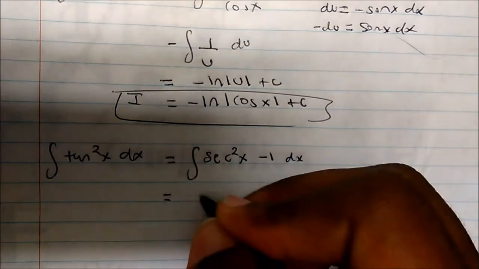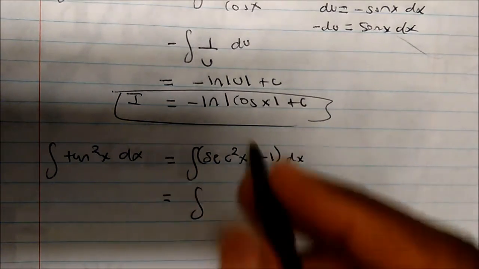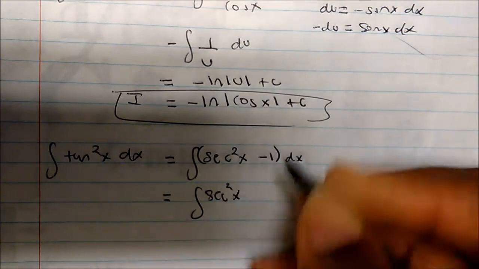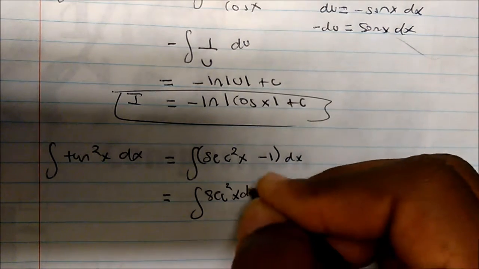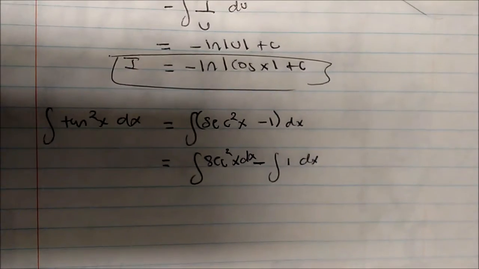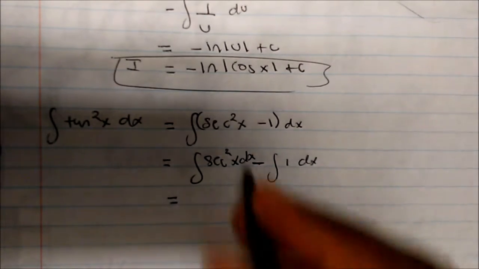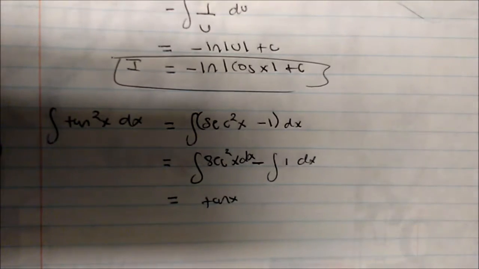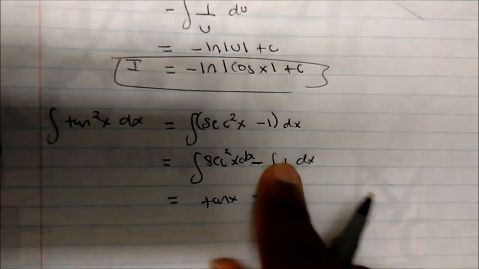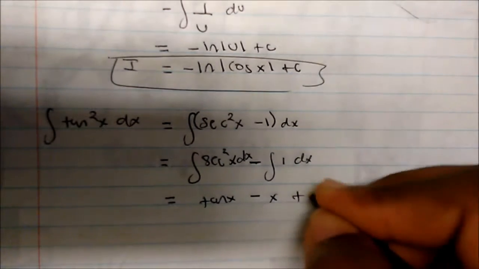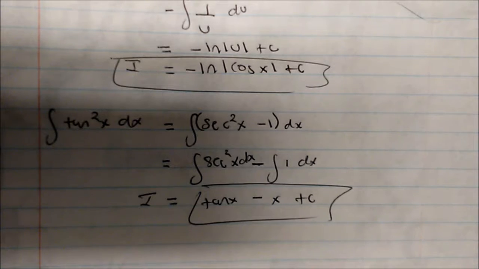So what I could do is distribute my integral sign, because this is being multiplied by the whole thing. So this is the integral of secant squared of x minus the integral of 1 dx. We know the integral of secant squared of x is tangent of x, and the integral of 1 is just x. And so we get our integral to be tangent of x minus x plus c.